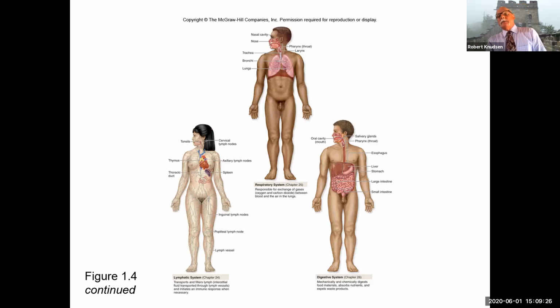The middle one is the respiratory system. That's kind of short and sweet. Okay? It begins with your nose, goes into your lungs. For those of you vaping, your lungs don't look healthy like that.